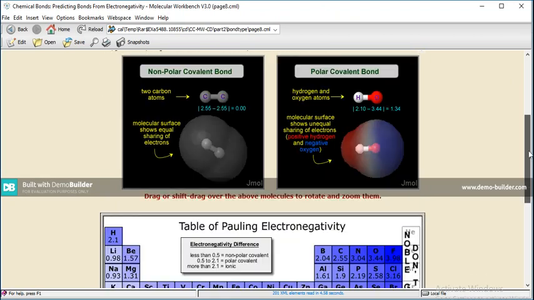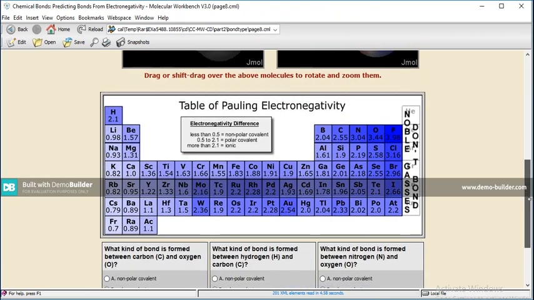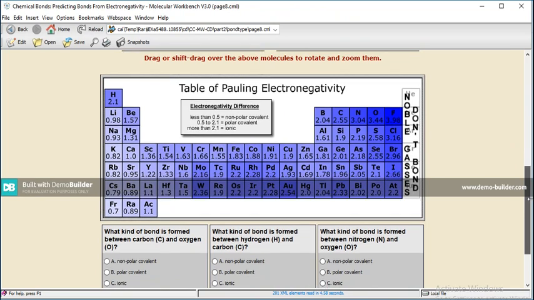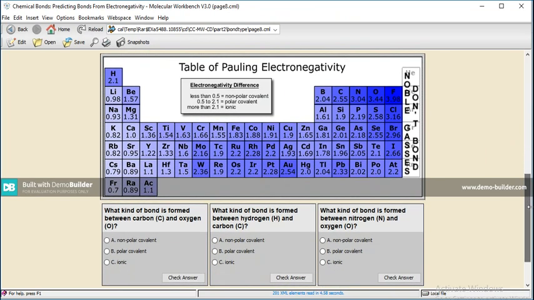So now, as you see, at the end of each page in the molecular workbench, there are different worksheets. The worksheets are there for evaluation. If the learners have learned, the teacher will come and see if the learners have learned. Let us perform one example here. We have a table which shows different electronegativities. The question here: what kind of bond is formed between carbon and oxygen atom?